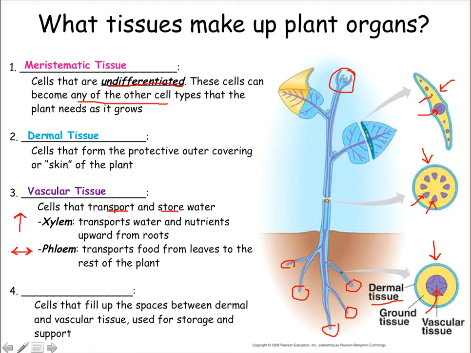Then finally, the last type of tissue is ground tissue. I think of ground tissue as filler tissue. As you can see in our plant cross sections, the ground tissue is yellow and it is filling up the spaces in between the vascular tissue in the middle and the dermal tissue on the outside. All of this ground tissue can be utilized by the plant to do things such as store extra nutrients and provide support.